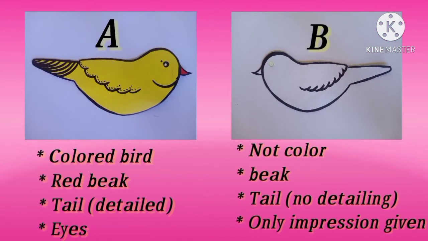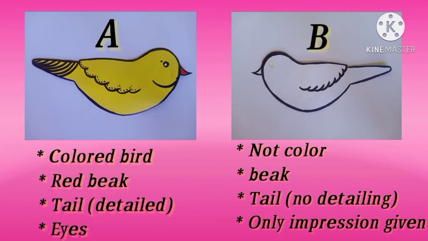Now see in this picture. A has a colored bird, but picture B does not have any color. A has a red beak. उसकी चोंच लाल रंग की है. But the other one does not have any color.